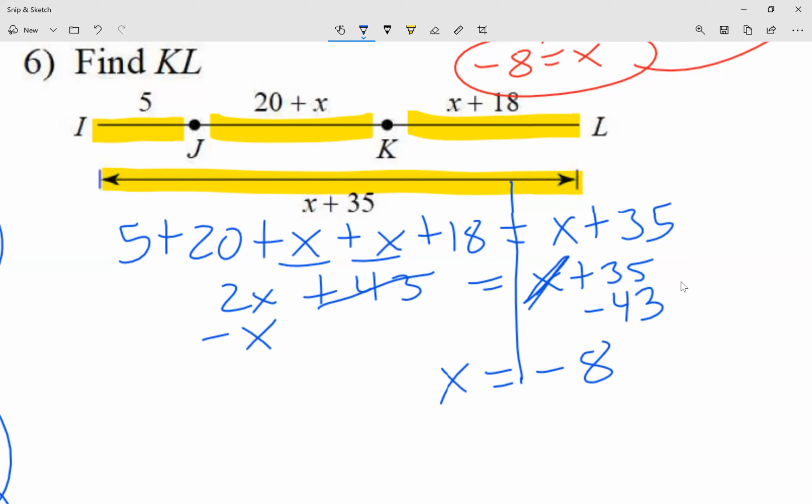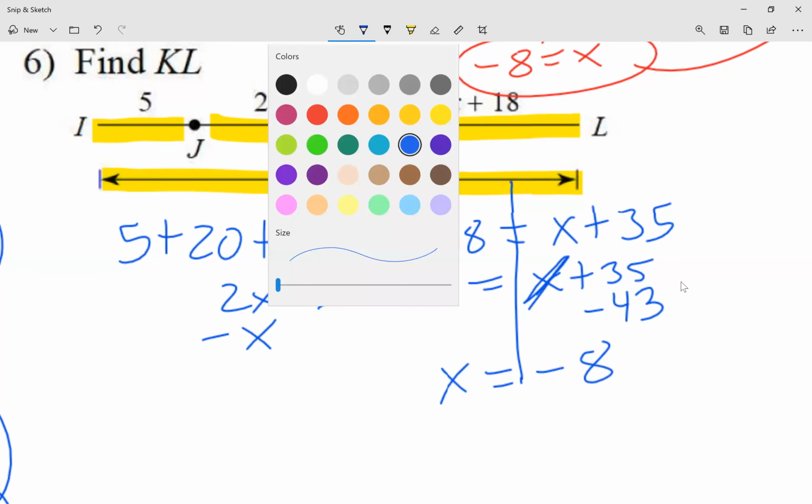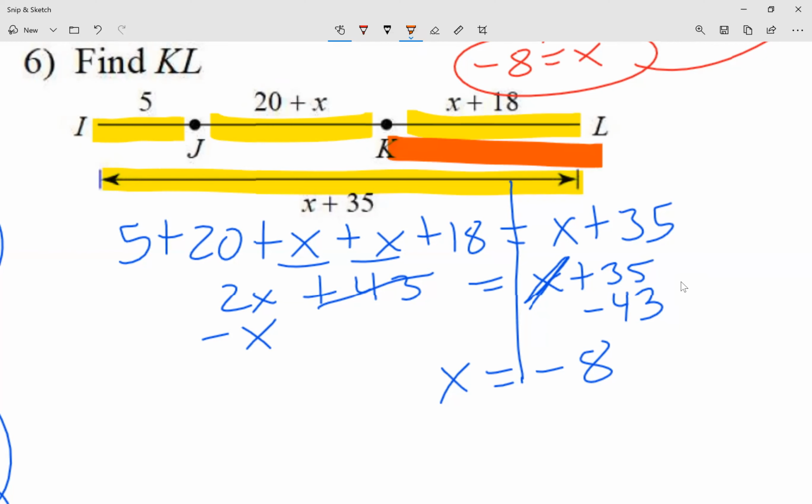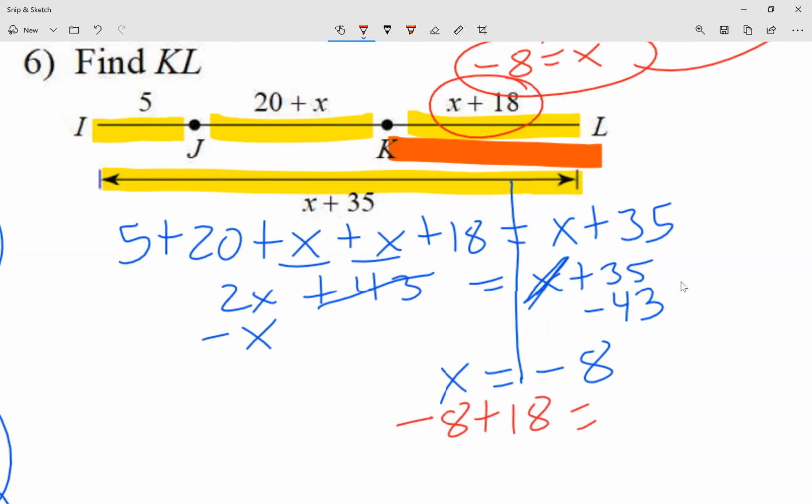I'm going to use this, but I go back to the question here. I'm asking to find KL, the distance between K and L. Let me highlight this distance, which I see as x plus 18. I know what x is, right? Negative 8. So I'm really looking at negative 8 plus 18, which is 10.